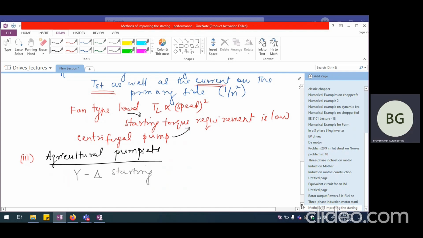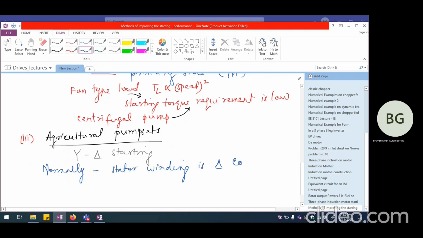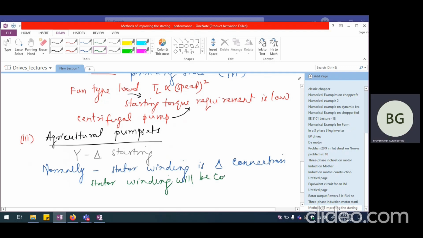So in this particular case, what happens is normally the induction motor stator winding is in delta connection. What we are going to do is, when we want to start this motor, we are going to connect the stator winding in star initially.